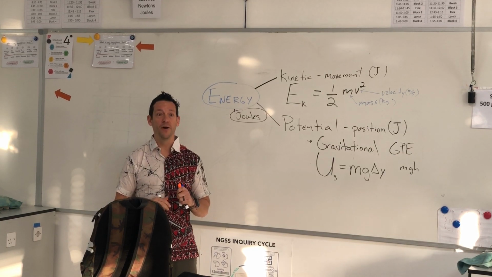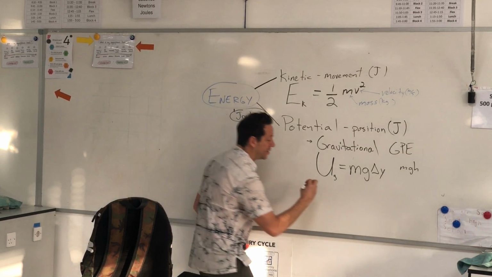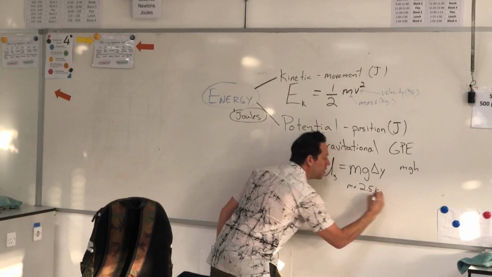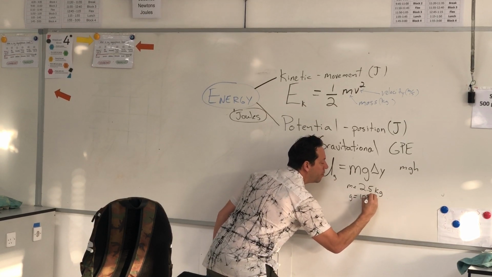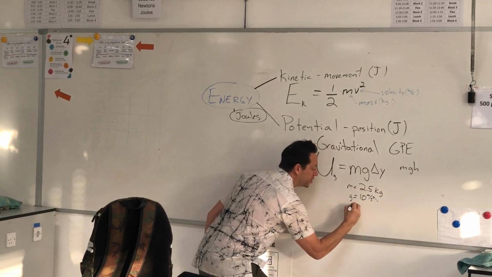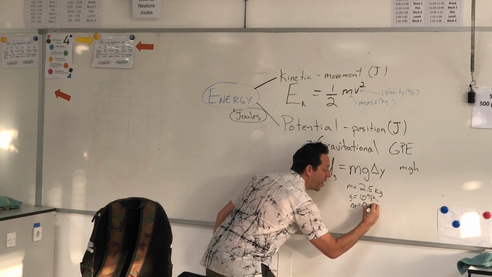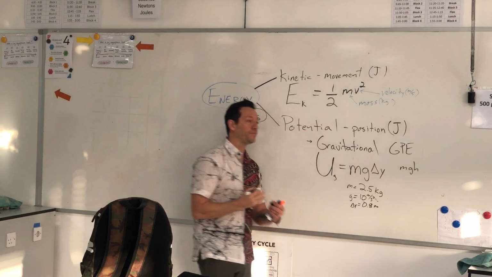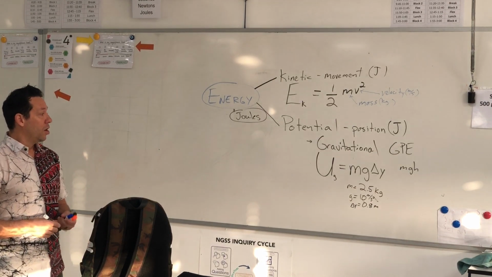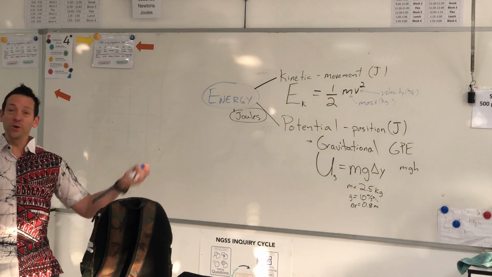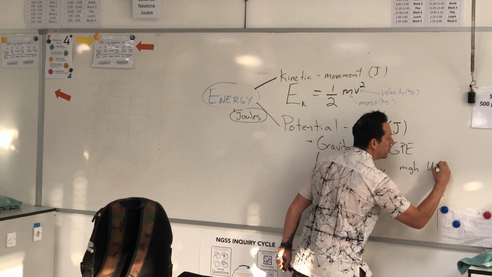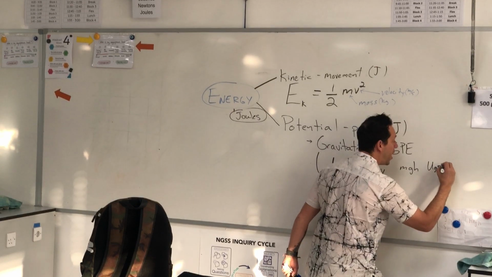Do the calculation. Go. So the mass, for my example, is 2.5 kilograms. Gravity is equal to 10 meters per second squared. And my change in y is 0.8 meters. So, can you guys figure that out? 20. 20 what? 20 joules! 20 joules, right? So all I'm doing is U_G is equal to 2.5.